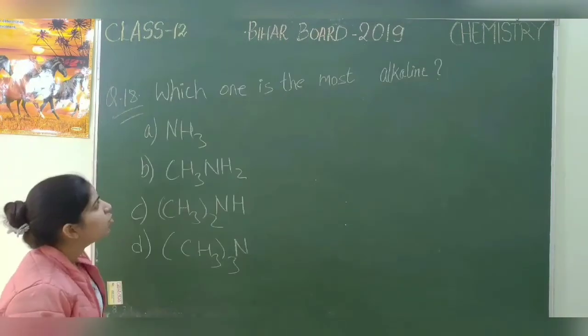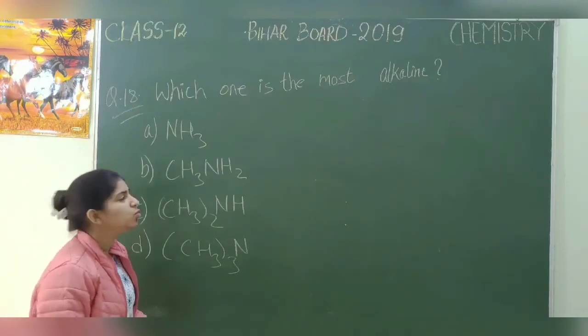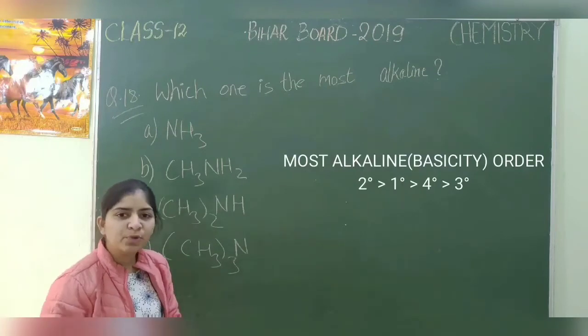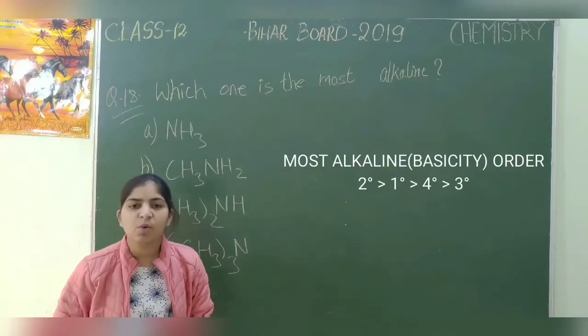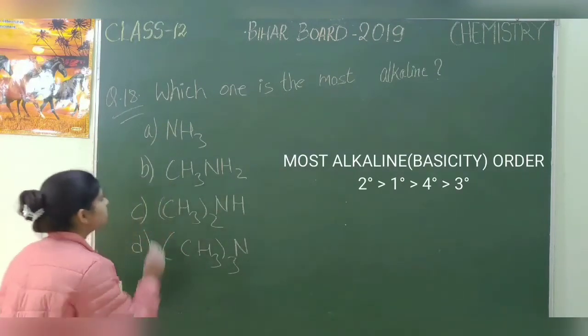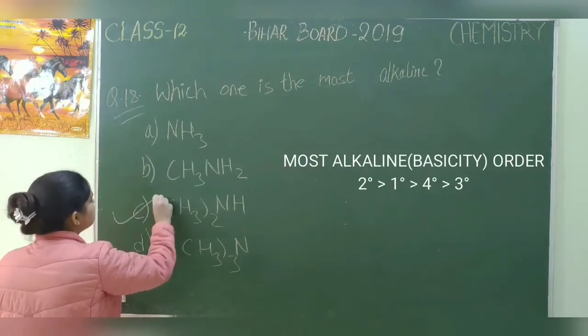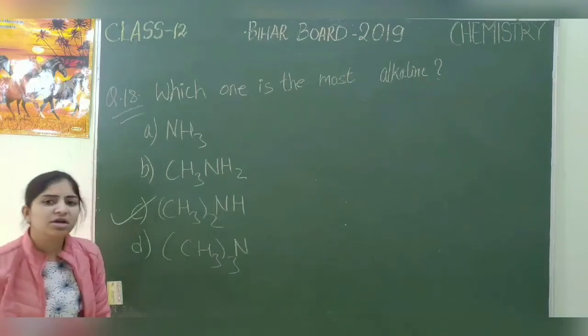Now come to next question, that is which one is the most alkaline. As we know that 2 degree amine is the most alkaline. So this is 0, 1 and 2. So we can say that option C is our correct answer.